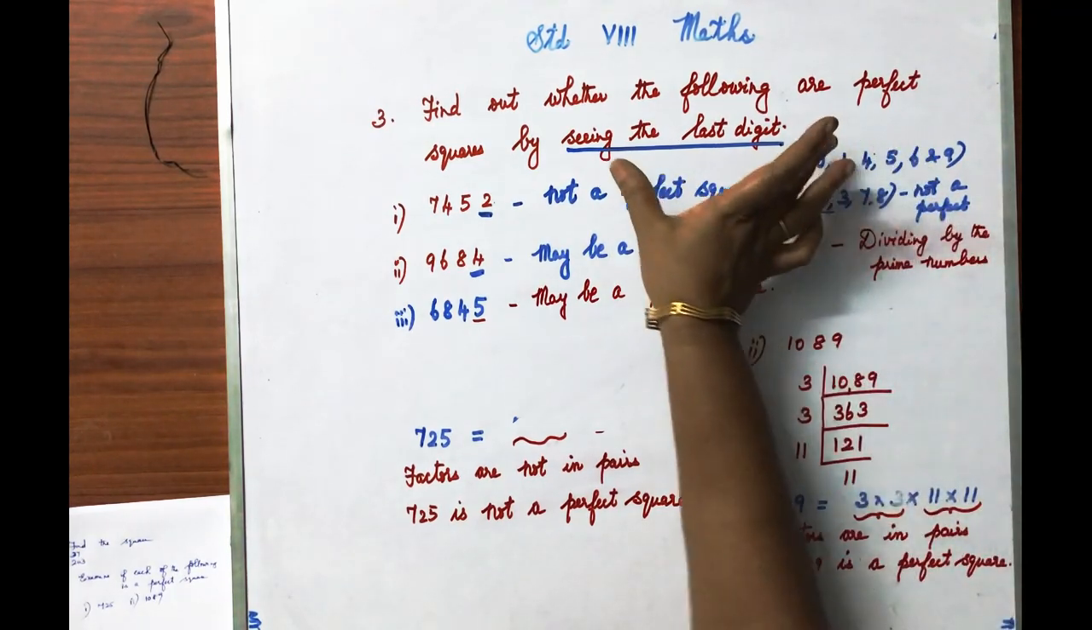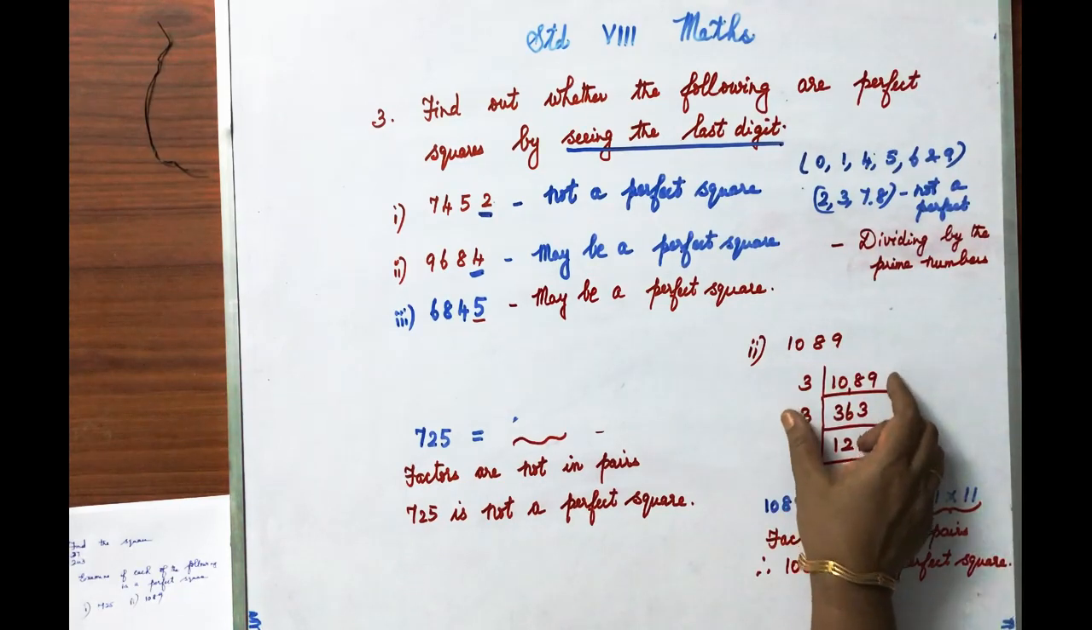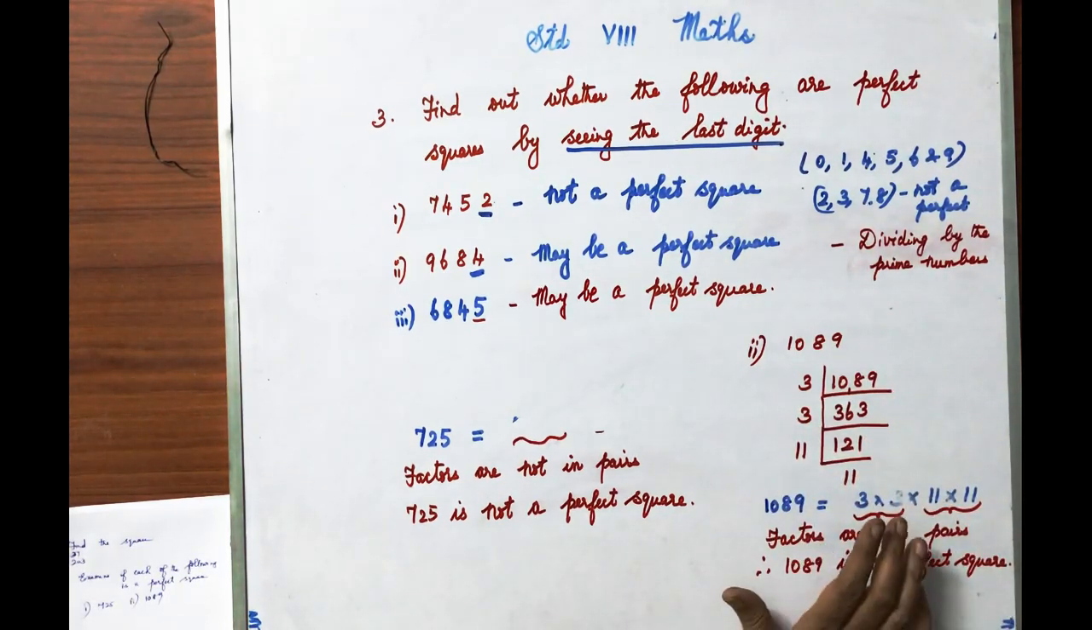But if they didn't ask by seeing the last digit, you have to find out the prime factorization and do the sums. Hope you would have understood the concept, boys.